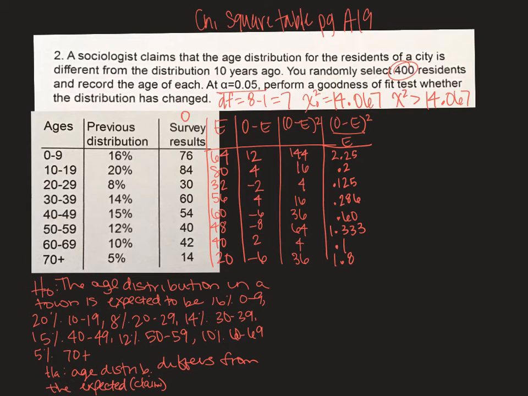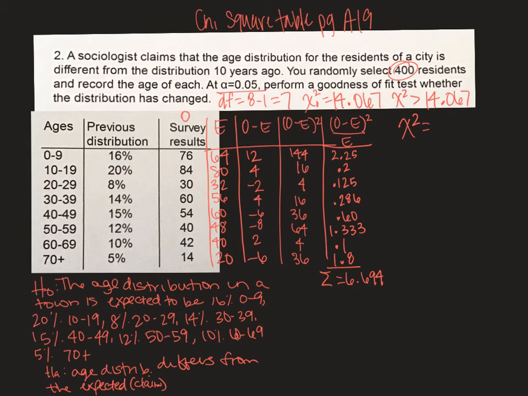So to find our test statistic, we just need the sum of that last column. So we're just going to add all of those up. So 2.25 plus 0.2, 0.125, 0.286, 0.60, 1.333, 0.1, 1.8, which gives us 6.694.